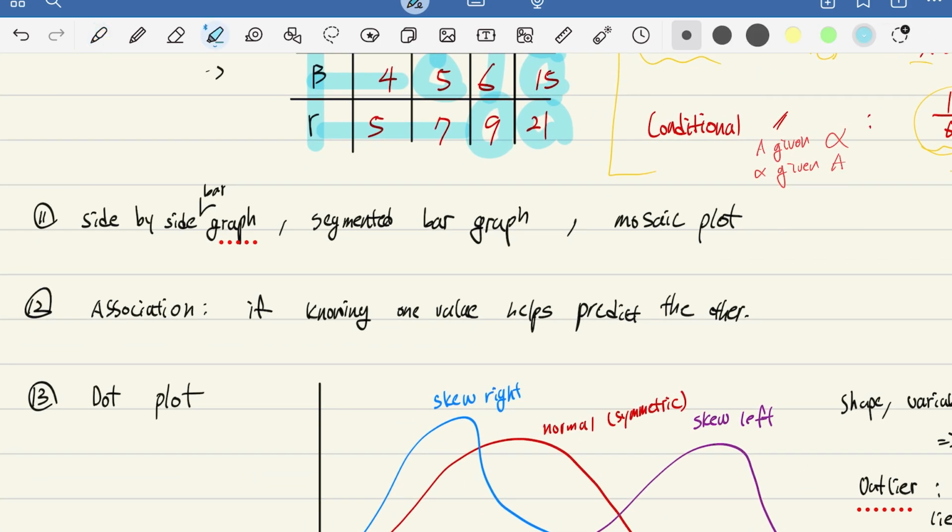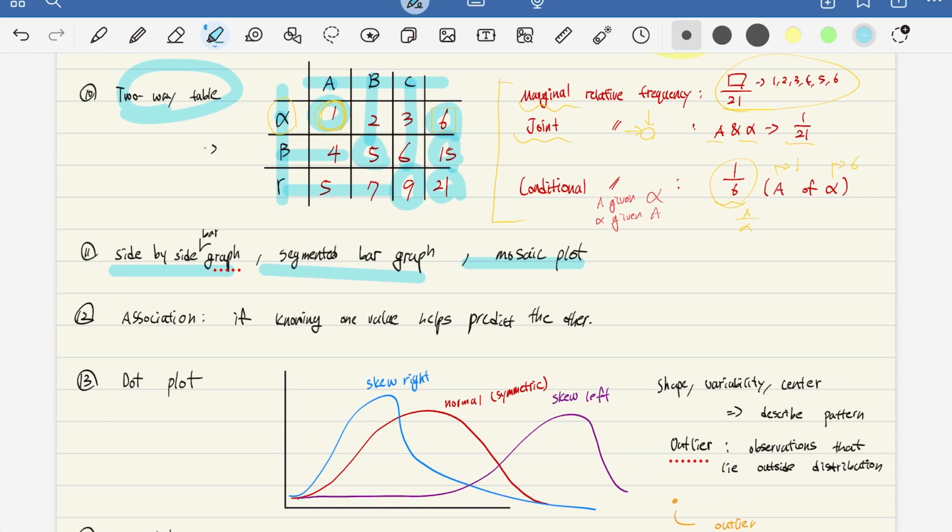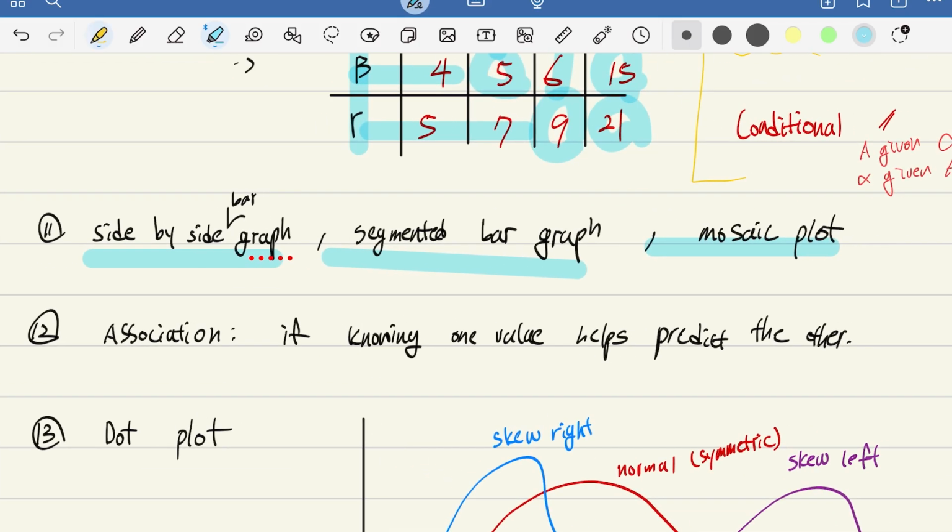The next thing would be the side-by-side bar graph, segmented bar graph, and mosaic plot. This is going to be represented in your textbook, or you can just simply search it up because it's a really simple graph. And it doesn't really appear a lot in the AP Stat exam. But you should know what they look like.